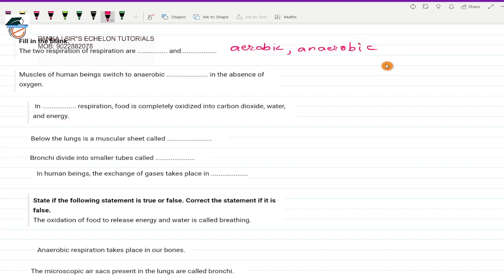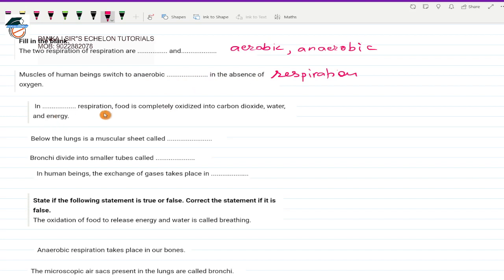Okay, that's the answer. Now next is muscles of human beings switch to anaerobic dash in the absence of oxygen. So it shifts to anaerobic respiration. So right here, respiration. So when there is a limited amount of oxygen, or when there is an absence of oxygen, the respiration that takes place is known as anaerobic respiration. So that's the reason the answer for this is anaerobic respiration.